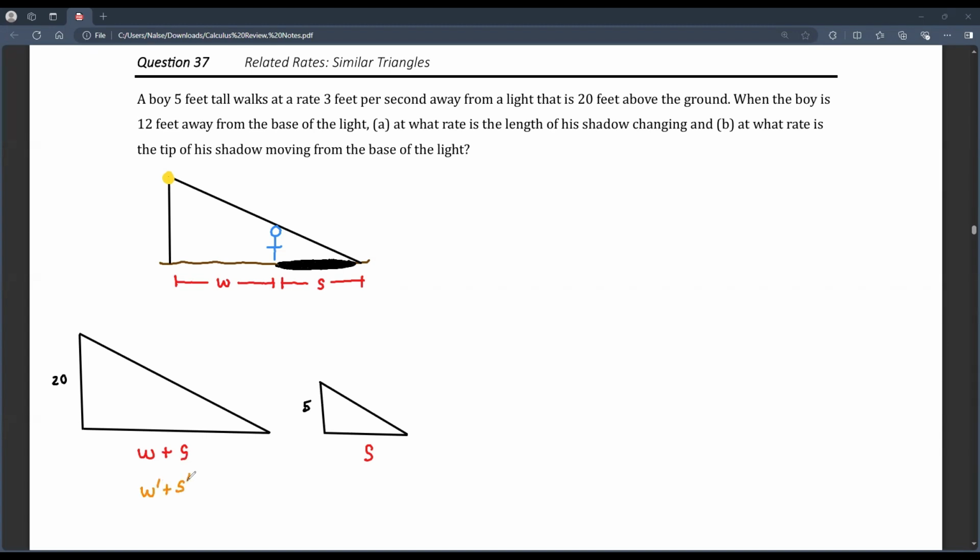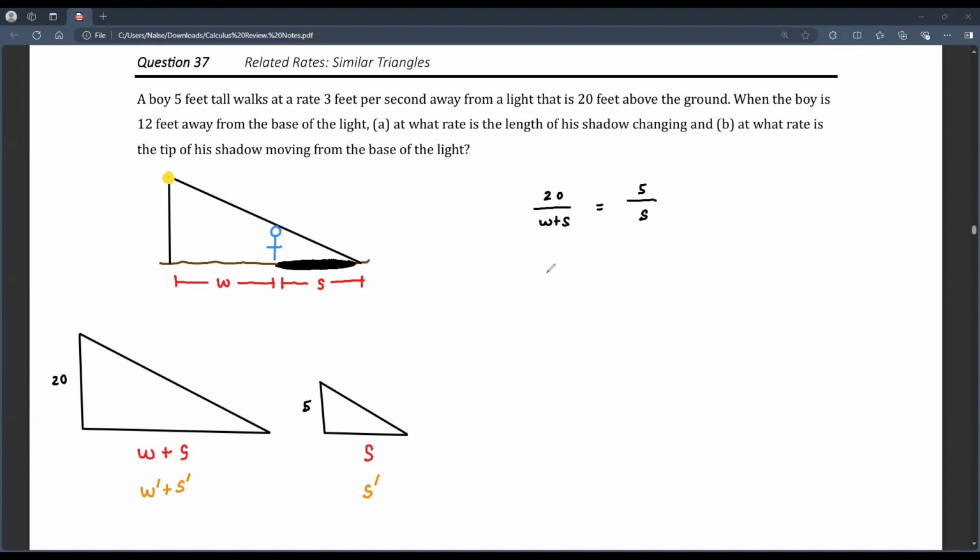We can also represent the rates of change of these variables as s prime and w prime. So what is the rate at which the length of the shadow is changing? Here, we need to find a way to solve for s prime, and this starts with writing a proportion for the corresponding sides between the two triangles.